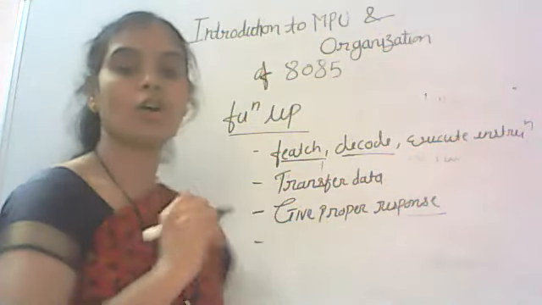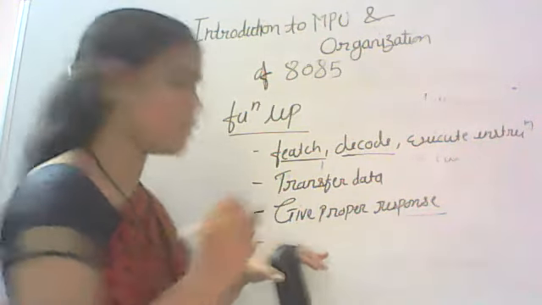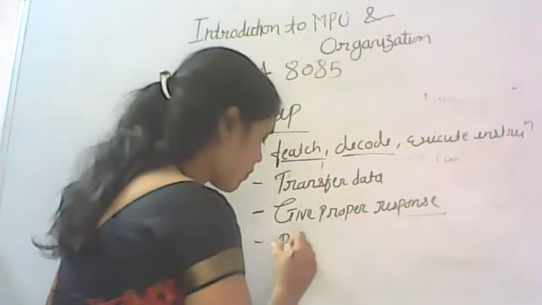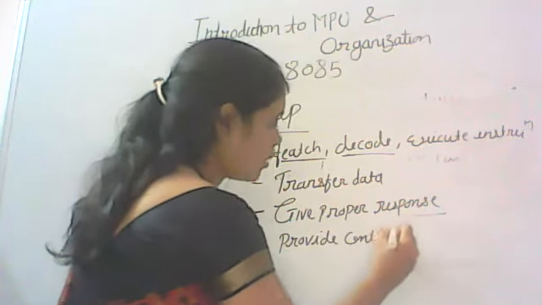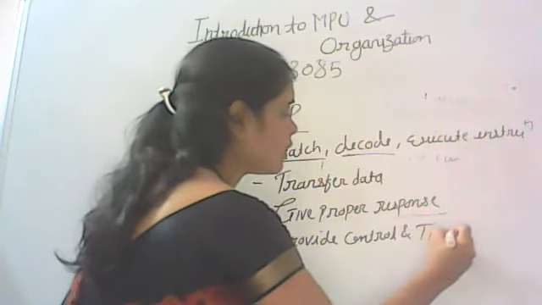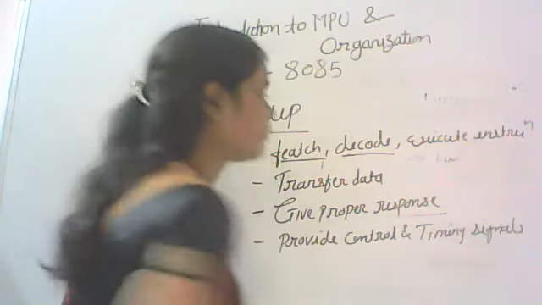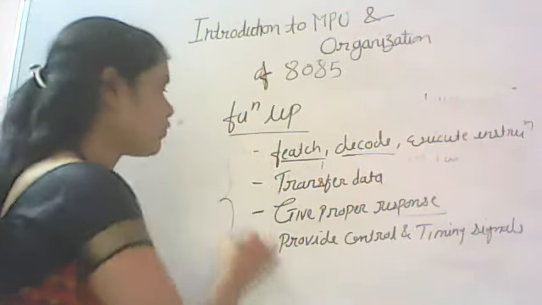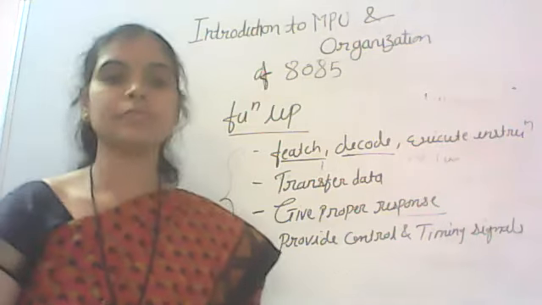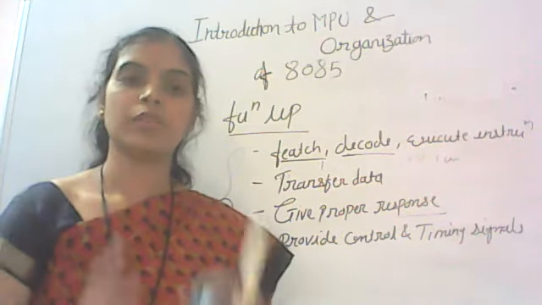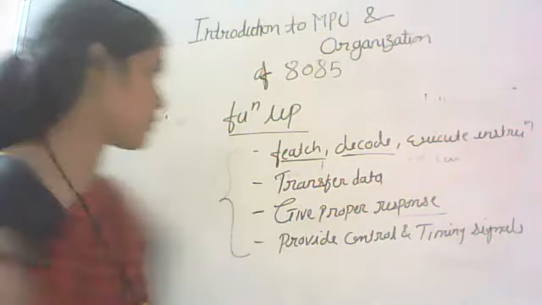The function of microprocessor is to provide control and timing signals. These are the functions of microprocessor. Now after that, we move on to our next point, that is evolution of microprocessor.